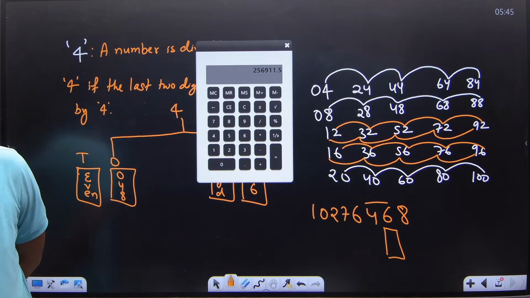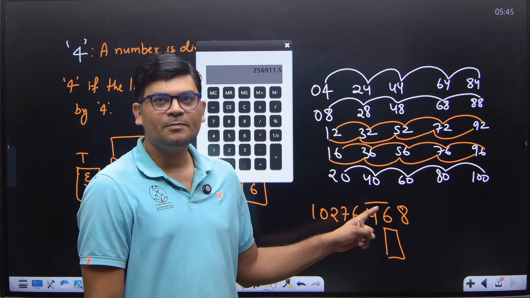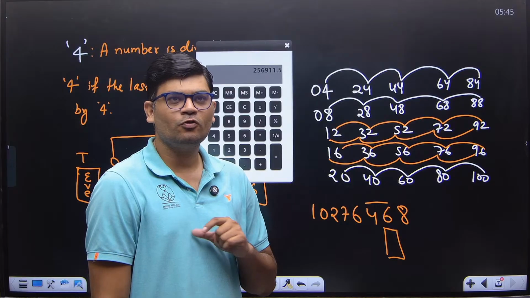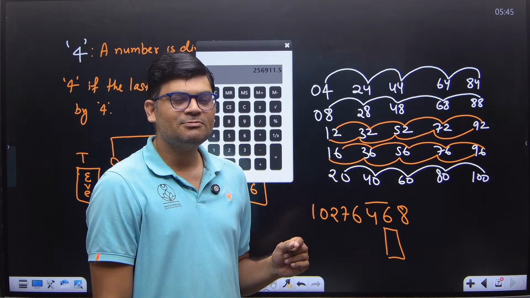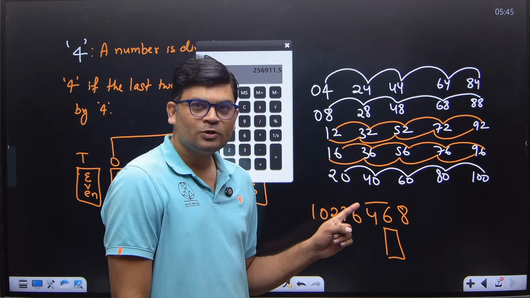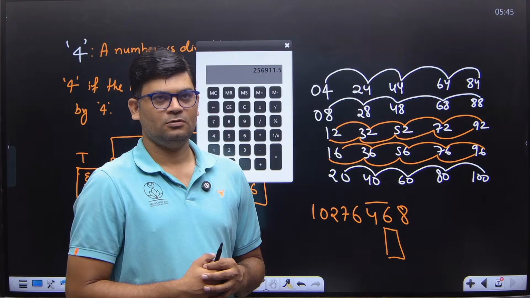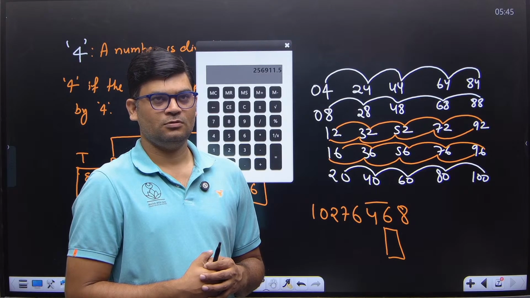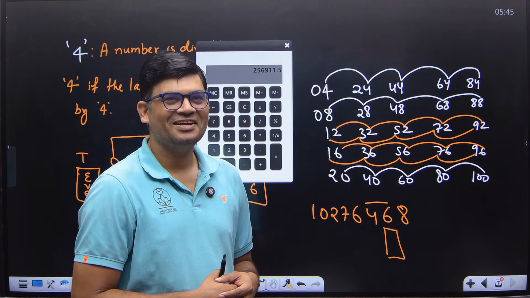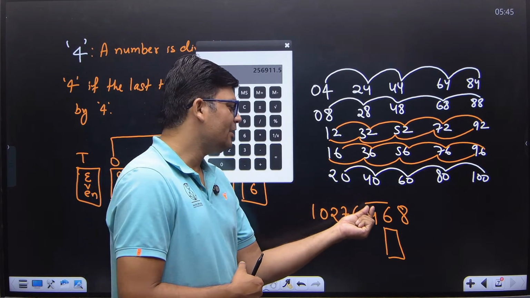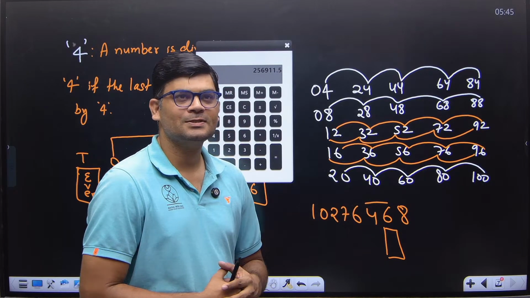Okay, good one. If I ask you what is the maximum digit I can replace 6 by so that it is divisible by 4? 8. What is the maximum digit I can replace 6 by so that it is not divisible by 4? Like 7. No, not 9. What is the lowest digit if I want to replace this 6 so that it is divisible by 4?